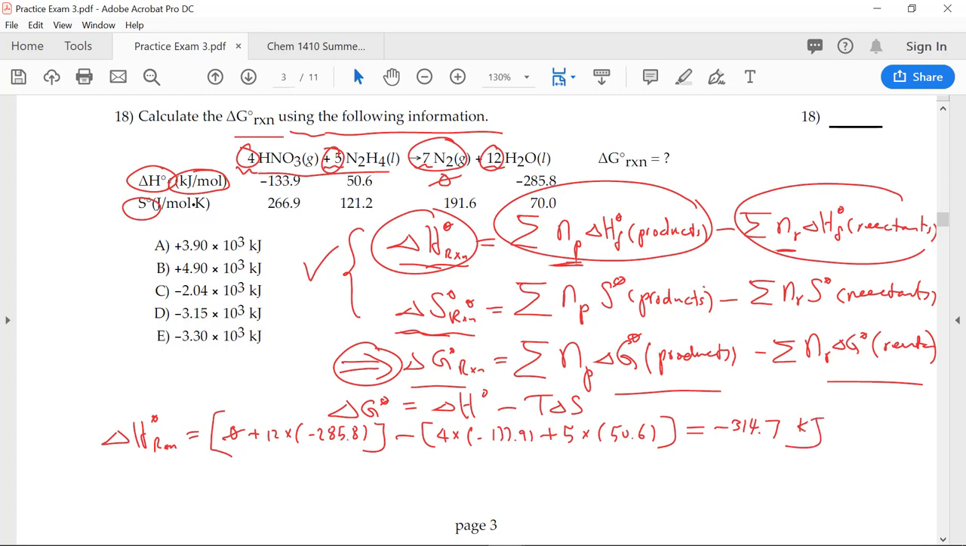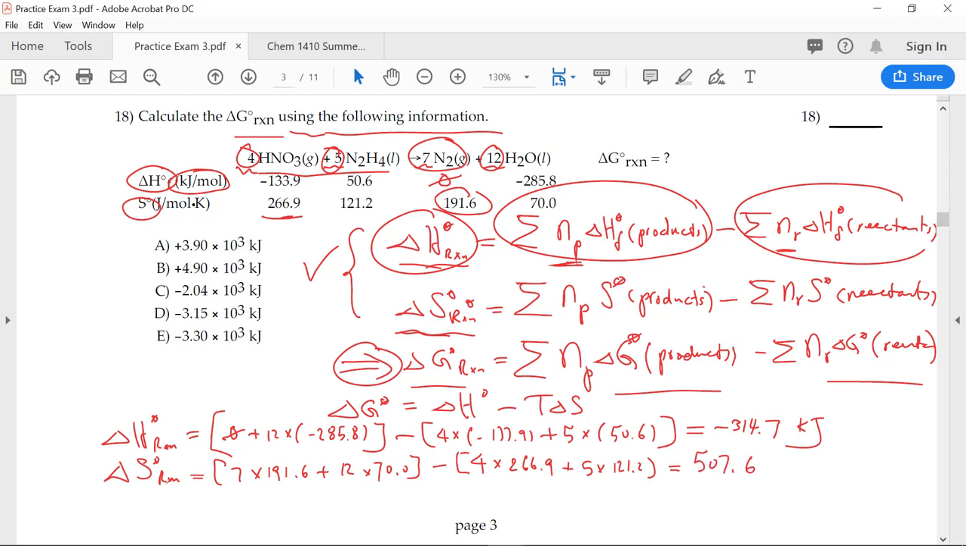All right, now let's do delta S for the reaction. So that's the products. It's 7 times 191.6 plus 12 times 70.0. That's the total of the products minus the total of the reactants. It will be 4 times 266.9 plus 5 times 121.2. Let's do a calculation over here. So this gives us an answer, 507.6. Do pay attention to the units over here. That's joule per K.